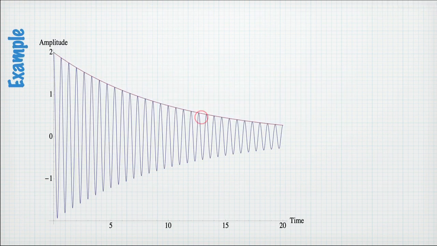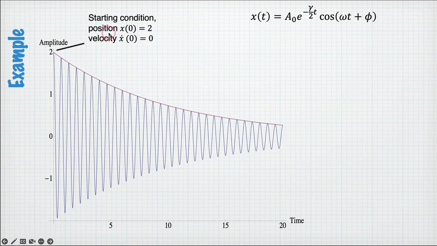So I'm going to work through an example now of a damped oscillation. This is a graph that would be given by this equation here, but we don't yet know the parameters a0, gamma, omega, and phi. So we're going to use this graph to find them, along with the initial conditions that the position starts at 2 and the velocity starts at 0.